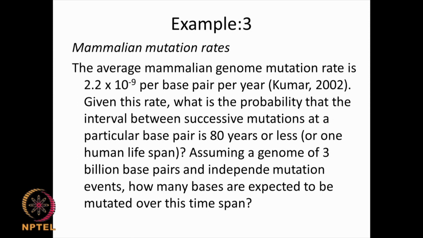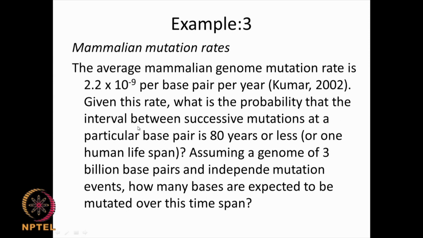The average mammalian genome mutation rate is 2.2 into 10 power minus 9 per base pair per year. This is taken from this reference. So, this rate is given. What is the probability that the interval between successive mutations at a particular base pair is 80 years or less? We assume that as the human lifespan. Assuming a genome of 3 billion base pairs and independent mutation events, how many bases are expected to be mutated over this time span? So, we assume independent mutations and 3 billion base pairs. This is the average mutation rate and we are given 80 years.